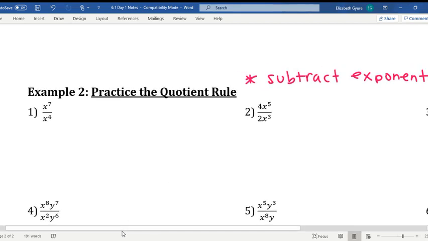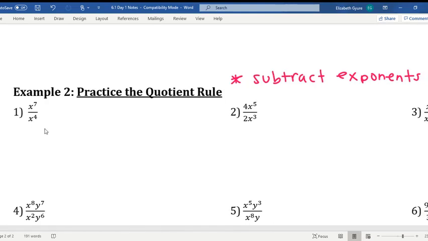So let's take a look at number 1. I see an exponent of 7 and an exponent of 4. Now, when you subtract your exponents, you always want to look and see where your bigger exponent is, because it's where you have more x's, right? Because that's where you want all your leftover x's to go. So here, if I have x to the 7th and x to the 4th, what I'm going to do is subtract my exponents. So what's 7 minus 4? 3. So I'm just going to end up with x to the 3rd.